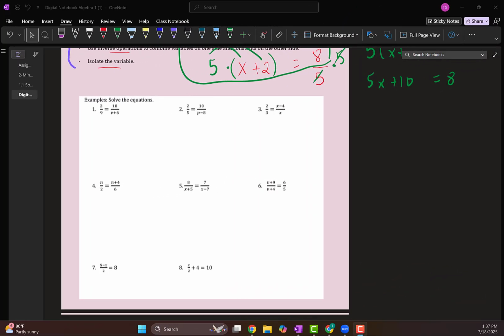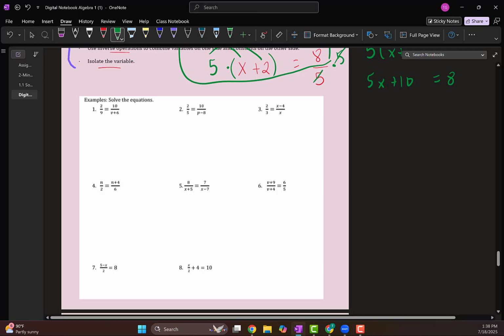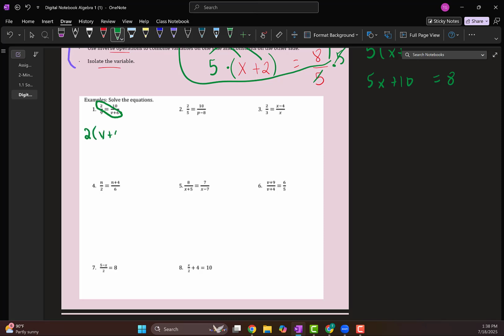So example 1, we've got a proportion. We have one fraction equaling another fraction, so we're going to go straight to cross multiplication. We're going to multiply diagonally here. We're going to multiply first 2 multiplied by v plus 6. And then we're going to set that equal to the other cross product.